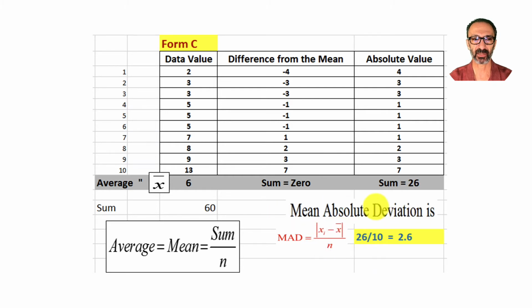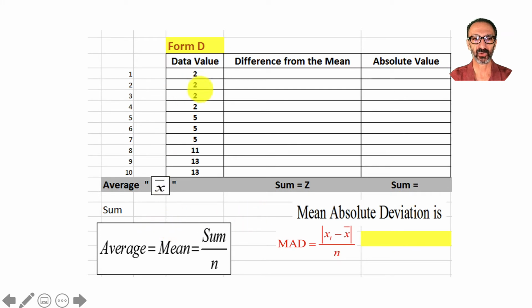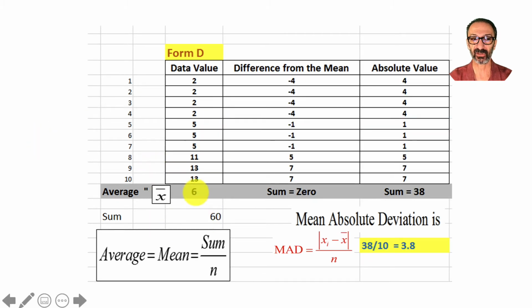Here's my other example. 2, 2, 2, 2, 5, 5, 5, 11, 13, 13. If you notice, I'm trying to put some numbers right here that are far apart. The 2s are all the way down on the number line. The 13 and 11 are all the way up. So this is more spread. If you do the math, you still have the average of 6. I played the game to make it the same average, same mean. But look at the mean absolute deviation. On average, how far the numbers are away from the mean: 3.8.